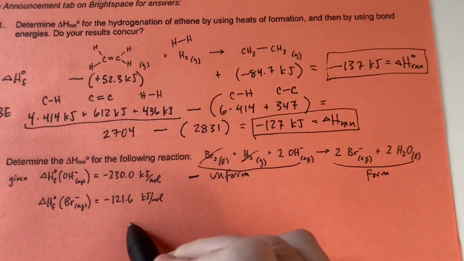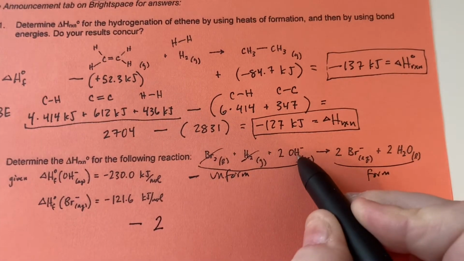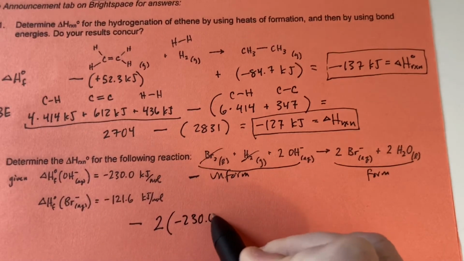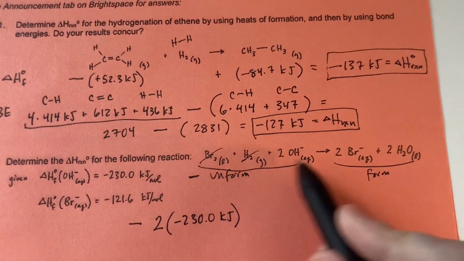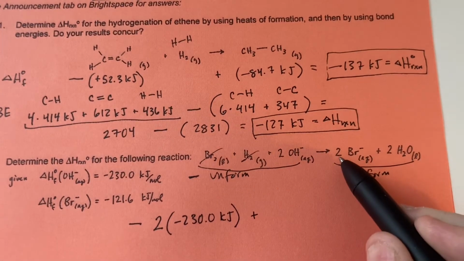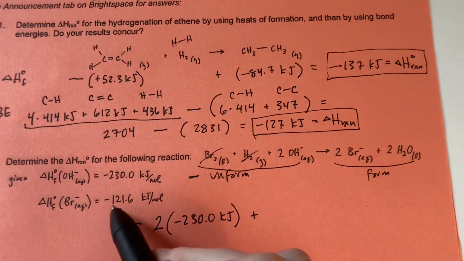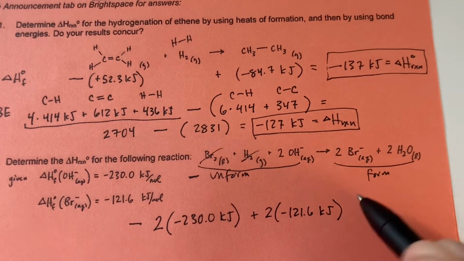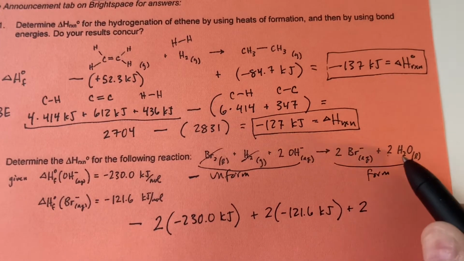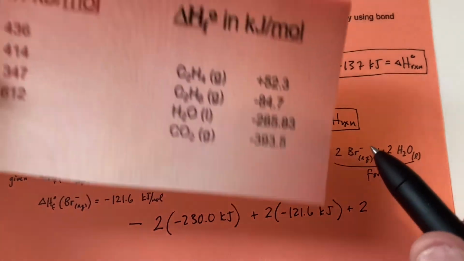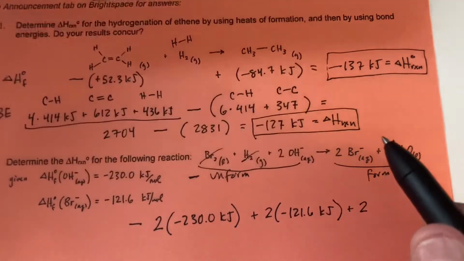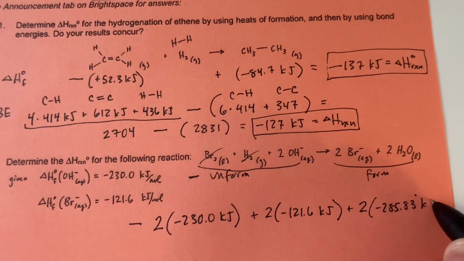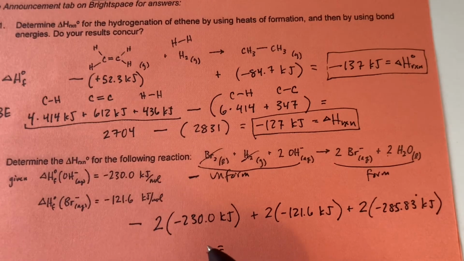So it looks like I've got to unform 2 moles of hydroxide. Oh, here's the data for that. Okay, so that's done. And now I'm going to add to that, let's see, 2 bromide ions. Here's the data for that. And then add to that 2 H2O liquid. Oh, yeah, here it is. Negative 285.83 kilojoules. All right, so I got to add that up.